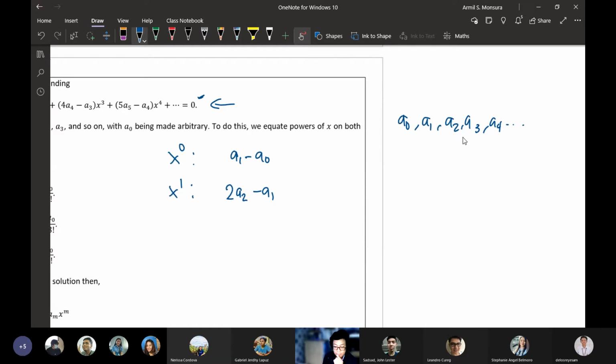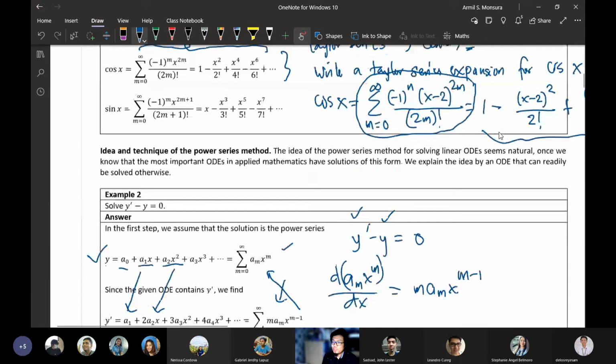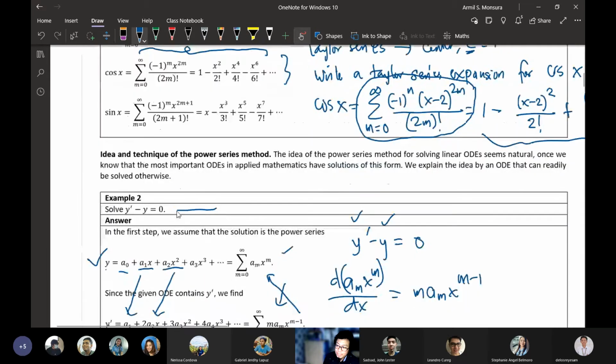Okay? But before you start solving these coefficients, remember to set aside arbitrary constants. From these coefficients, kailangan mag-set aside kayo ng arbitrary constants depending on how many arbitrary constants your equation will need. Okay. For example, in this equation, ilang arbitrary constants ang makikita ninyo sa general solution niya?